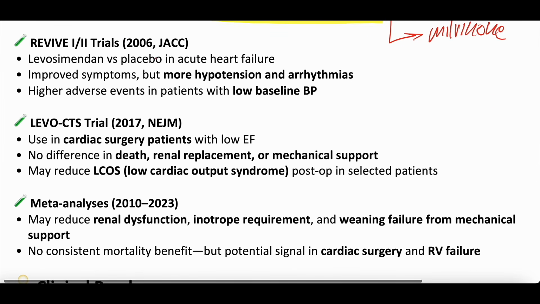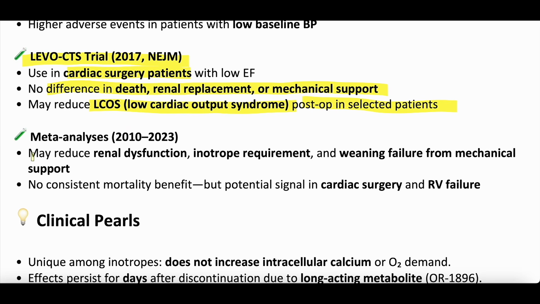The REVIVE 1 and 2 trials published in 2006 in JACC, Levosimendan versus placebo in acute heart failure. It improved symptoms, but there was more hypotension and arrhythmias in the Levosimendan group. The Levo CTS trial published in 2017 in the New England Journal of Medicine. This was in cardiac surgery patients. No difference in death, renal replacement therapy, mechanical circulatory support, but it may reduce low cardiac output syndrome post-op in selected patients. Meta-analyses through the years, it may reduce renal dysfunction, it may improve inotrope requirement, and it may improve weaning failure from mechanical circulatory support, but there's been no consistent mortality benefit. Potential signal of benefit in cardiac surgery patients and patients with right ventricular failure. So that's some of the evidence out there.